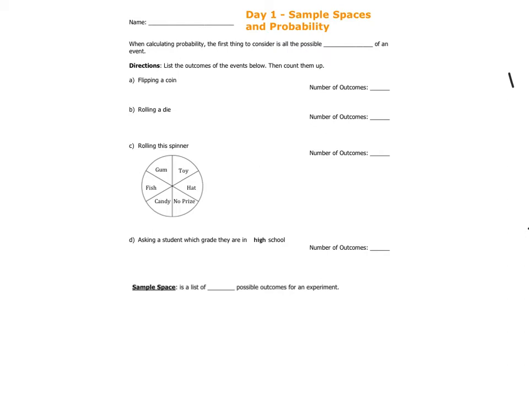Okay, here we are ready to start a new unit. We are going to be doing data analysis and probability. So let's go ahead and get started. Today we're going to be looking at sample spaces and outcomes and theoretical probability along with experimental probability.